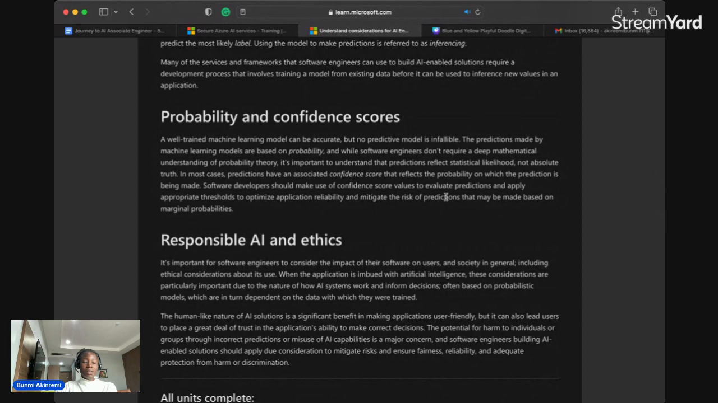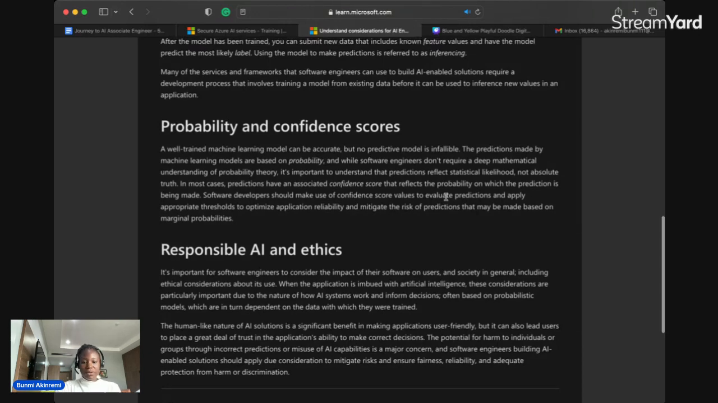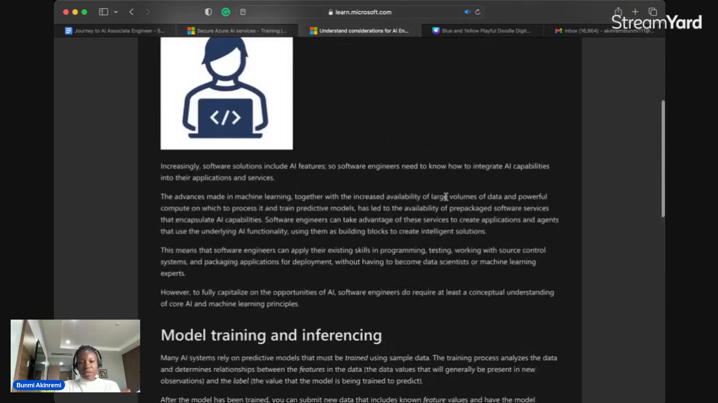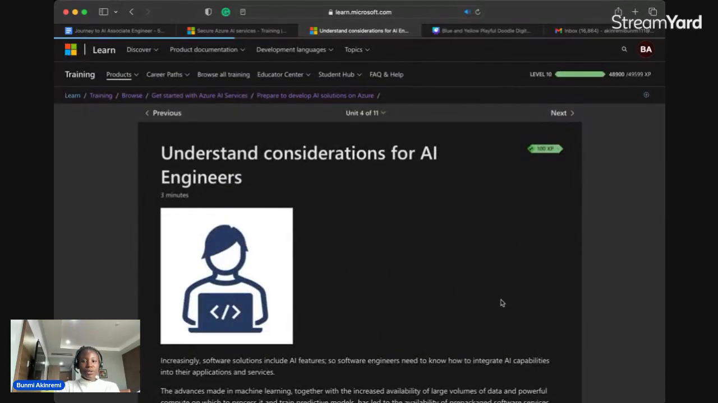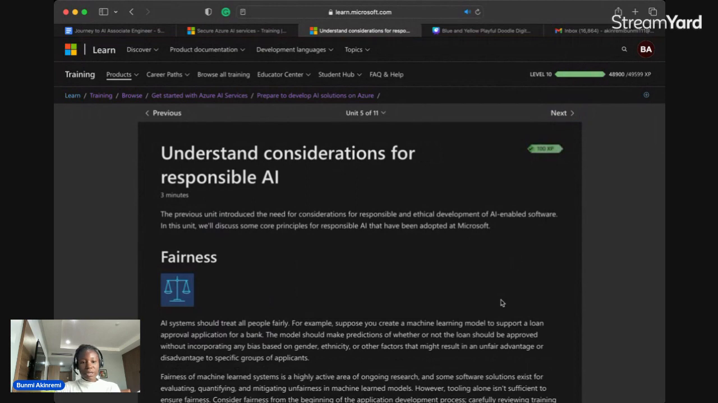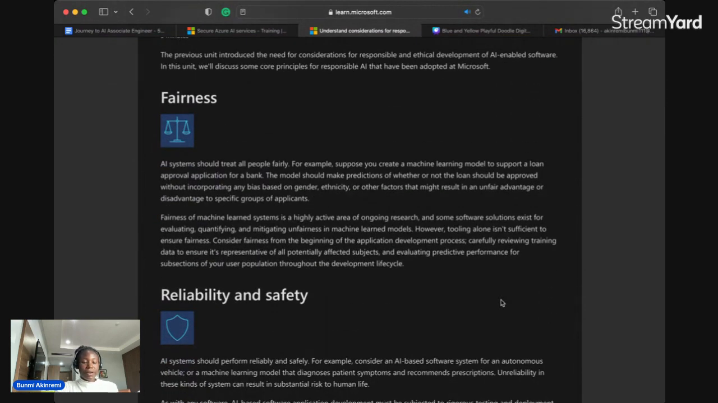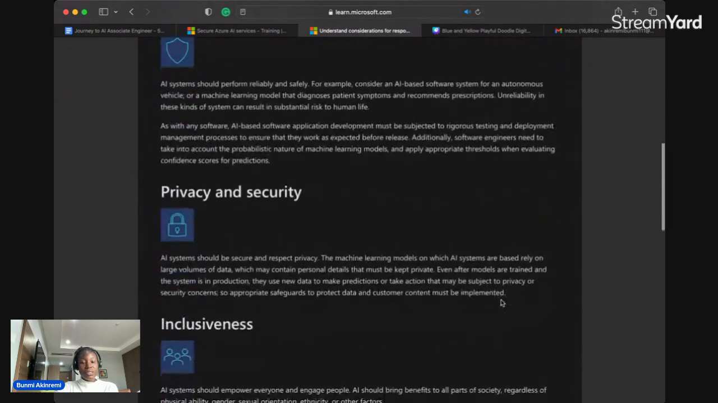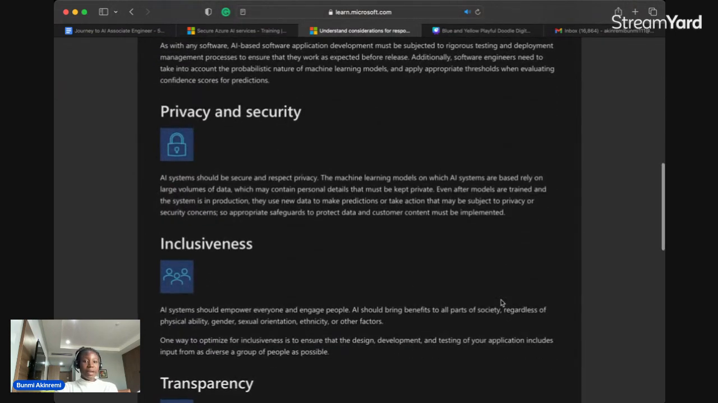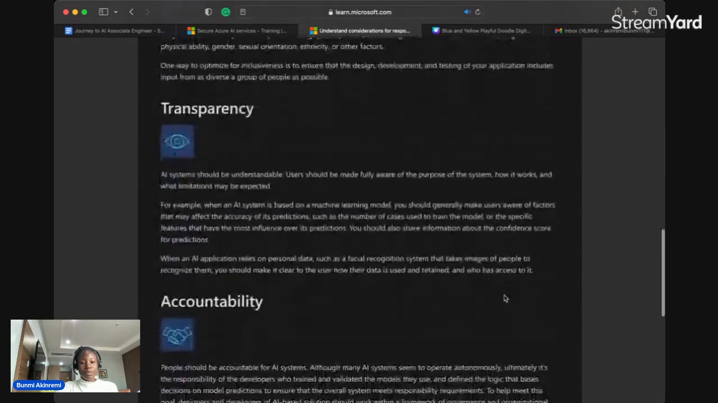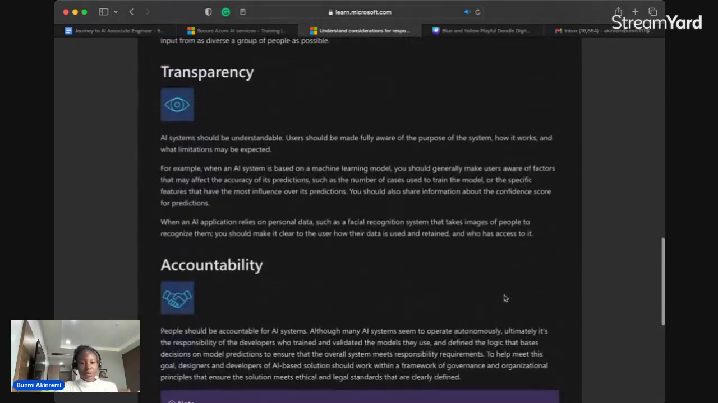How do you create safe AI? How do you create a model that doesn't discriminate, right? That doesn't exclude a particular set of people and that kind of stuff. Okay, so now we're also going to talk a bit more about responsible AI. By responsible AI, I mean building an AI that is fair, AI that is reliable, safe, that takes privacy and security as top priority, that's inclusive, that's transparent, and most importantly, that's accountable.